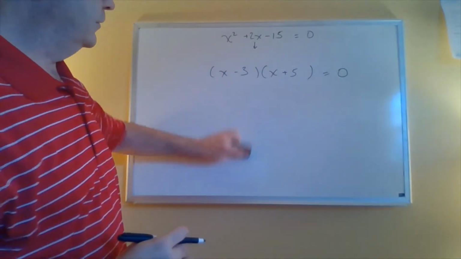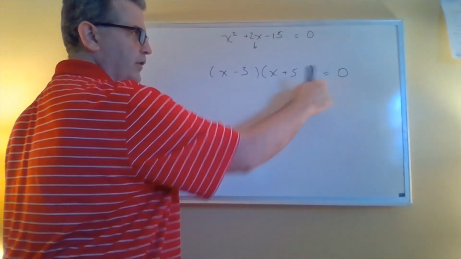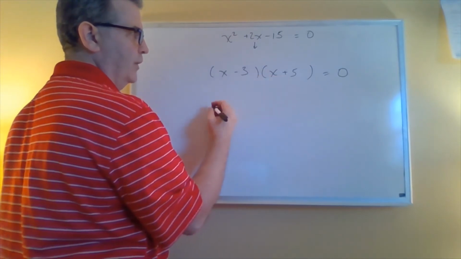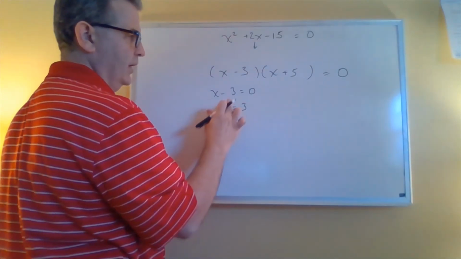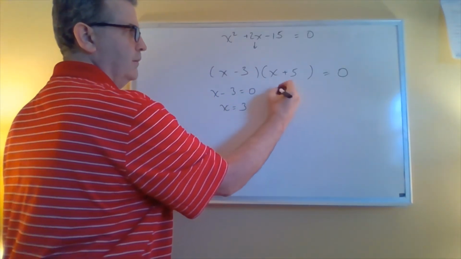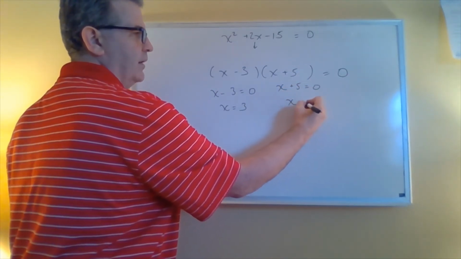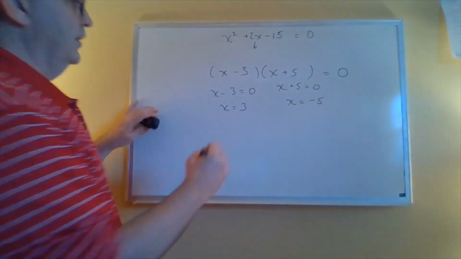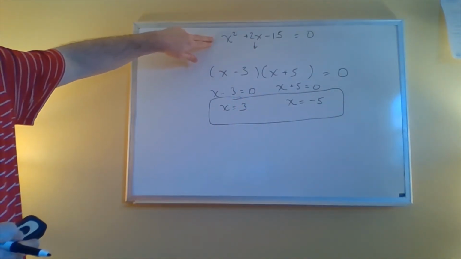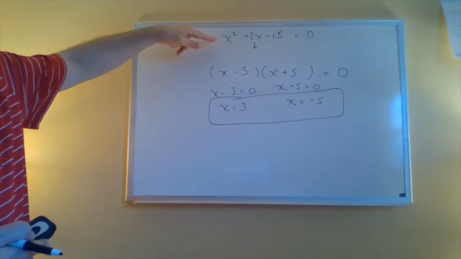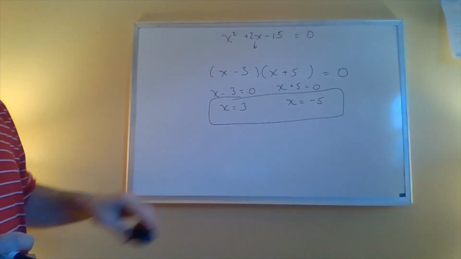To find our solution, we set each one of these equal to 0. See how this entire equation is equal to 0? So we're going to set each of the individual parts equal to 0. So x minus 3 equals 0, or x equals a positive 3 after we add 3 to both sides. Over here, x plus 5 equals 0, or after subtracting 5 from each side, we get x equals negative 5. These are our solutions. So if you came across a question, let's find the solutions to this equation, we factor it, we set our factors equal to 0, and we get x equals 3 and x equals negative 5.